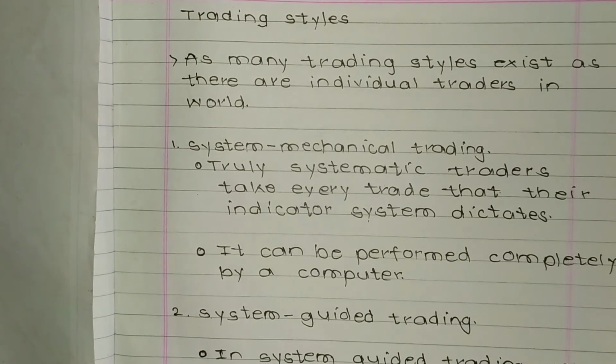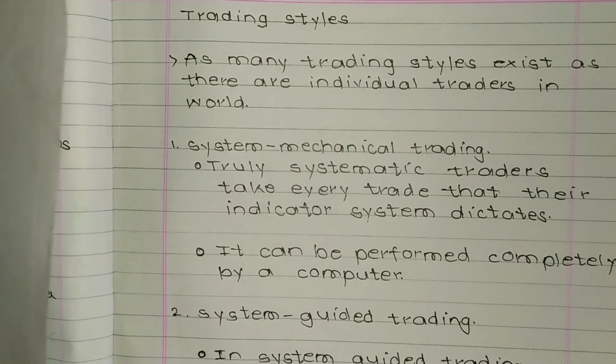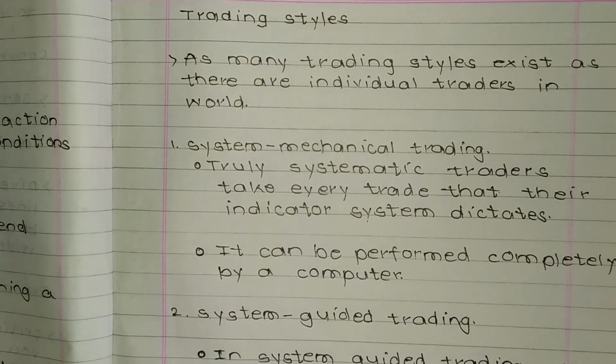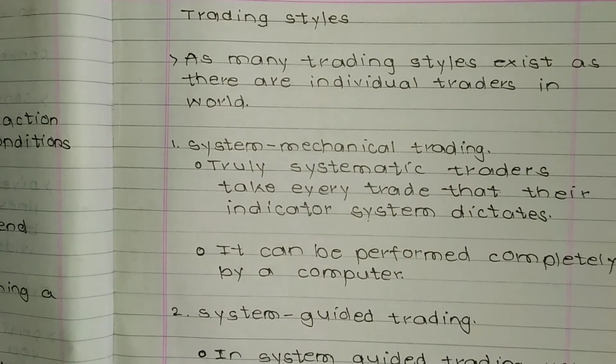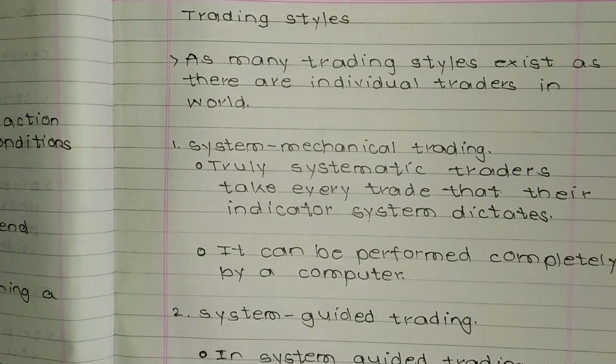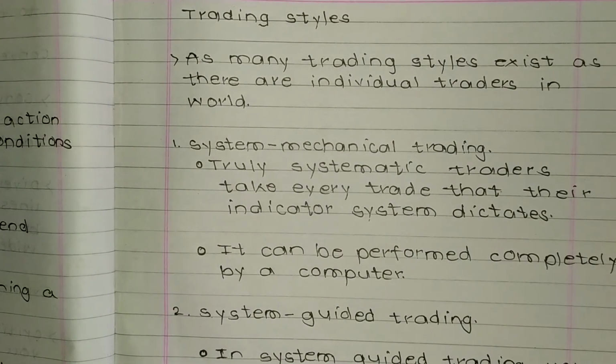So these are system mechanical trading rules. Truly systematic traders take every trade their indicator dictates. That means the indicator is the dictator here. Indicators or certain charts or certain rules, like RSI or parabolic SAR, are the dictators here. So their opinion is the last opinion, and humans don't interfere with any of the opinion. So that is system mechanical trading. It can be performed completely by a computer, which means no human interference is needed.